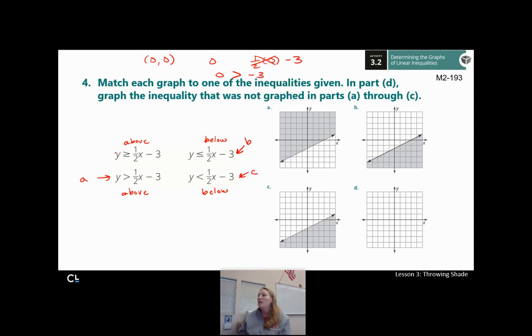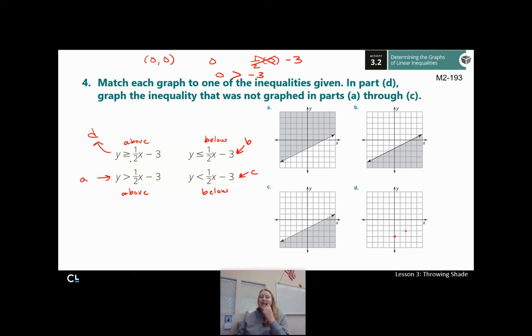And that means that we need to graph this on D. So D, let's graph this for D. I have a y-intercept at negative 3: 1, 2, 3. I have a slope of 1/2, so we're going to rise 1 and run 2.